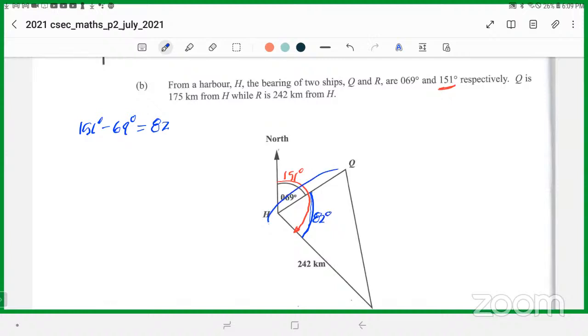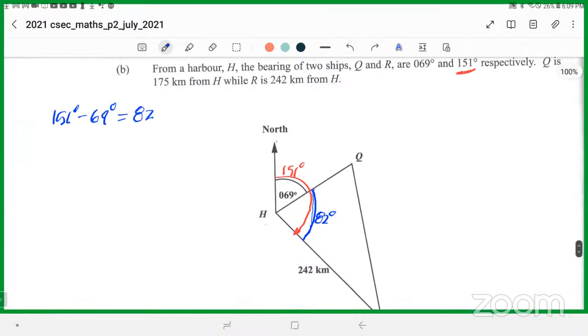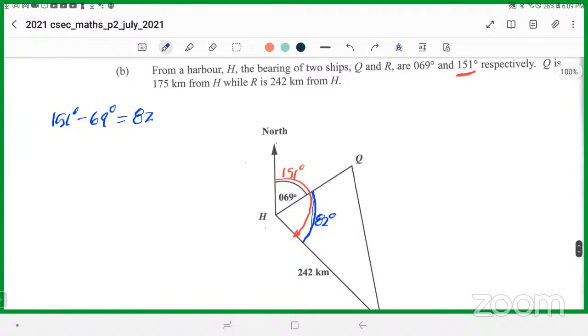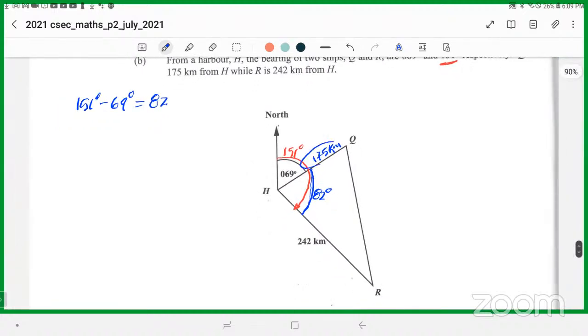They also did not show this distance, which is actually 175 kilometers. I'm going to put it there: 175 kilometers this side. And so we have a situation again where we have two sides and the angle between them. The only distance we don't know is this distance. That's what they might ask you to find, and we need the cosine rule to find it because we have two sides and the angle between.